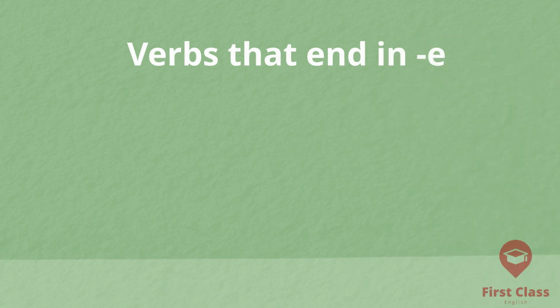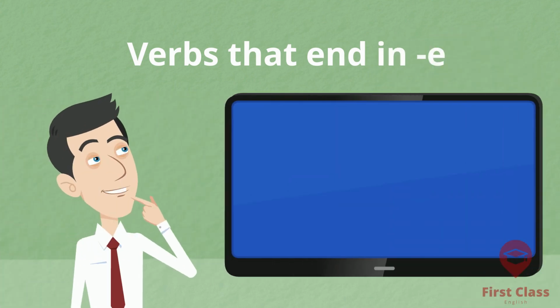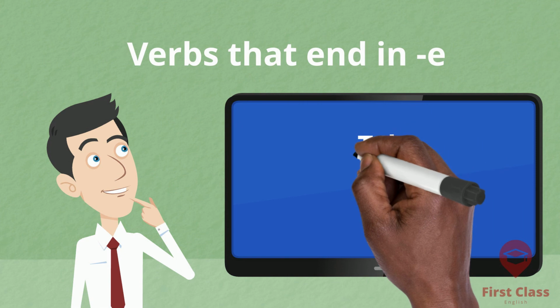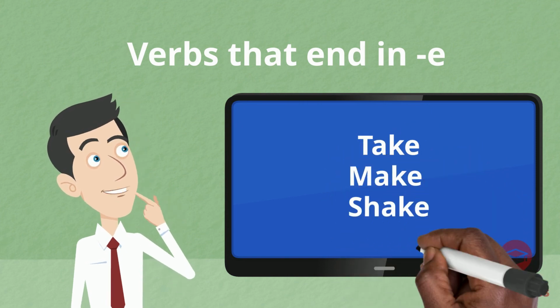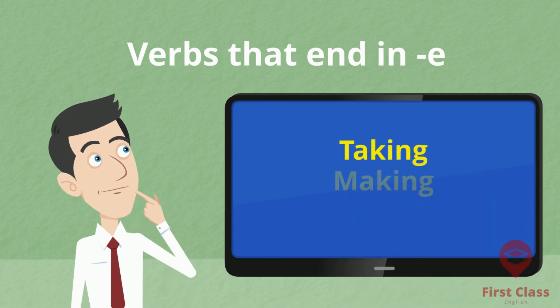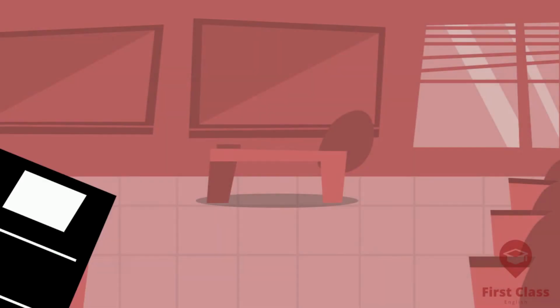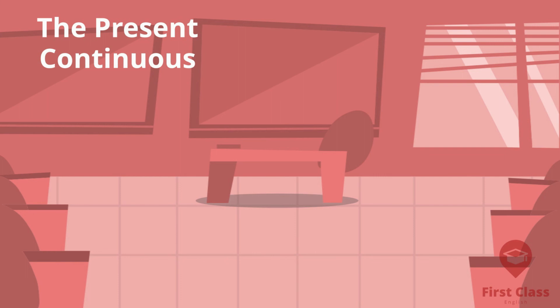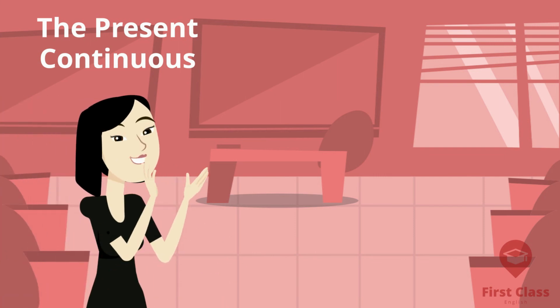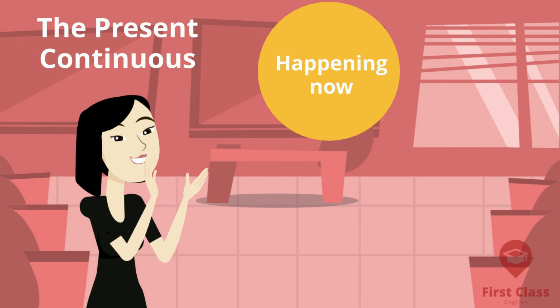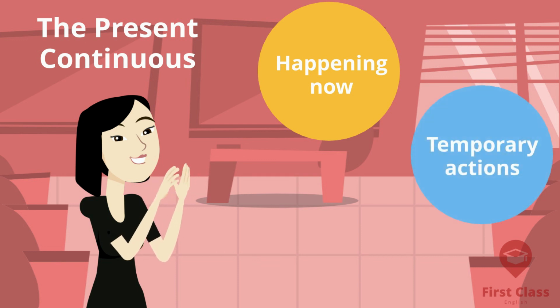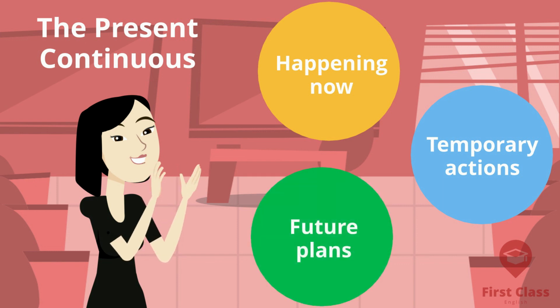Finally, look at verbs that end in E. For example, take, make, or shake. We simply remove the E and add our ing ending. Now you know how to use the present continuous. Remember, we use this verb tense to talk about actions that are happening right now, to describe temporary actions that won't last forever, or to describe future plans.